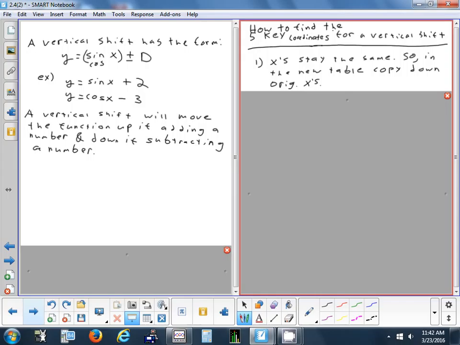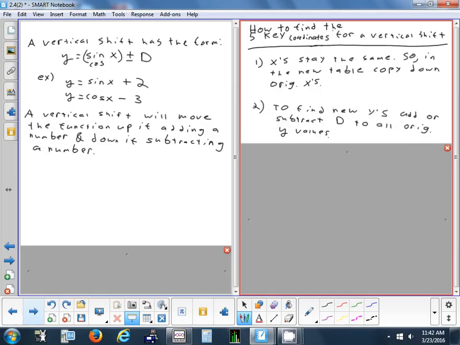So to find your coordinates for a vertical shift, same first step as an amplitude change. Copy down the x's from your original table. And the last step, if the x's are going to stay the same, then the y's are going to change. All you have to do is take whatever number is on the end and add or subtract that to all your original y values. If you have a plus 2 at the end, do a plus 2 to all your y values. If you've got a minus 3 at the end, do minus 3 to all your original y values.